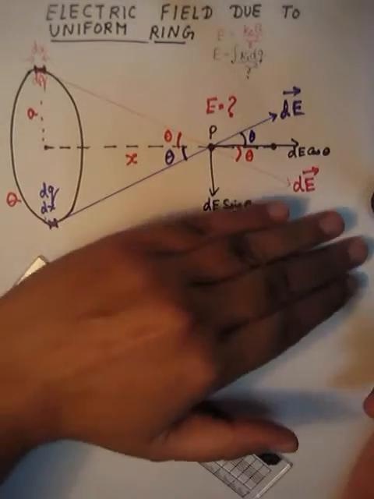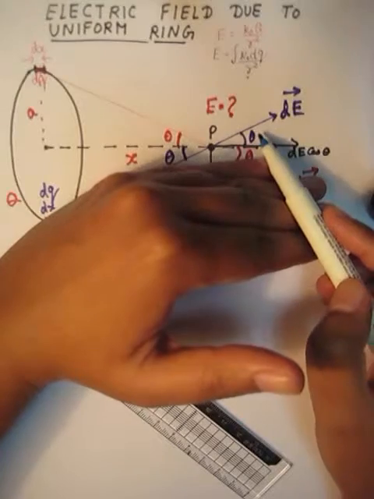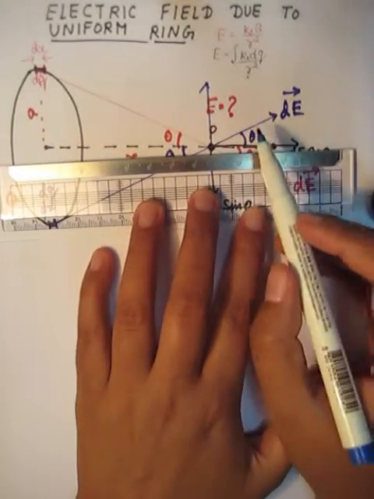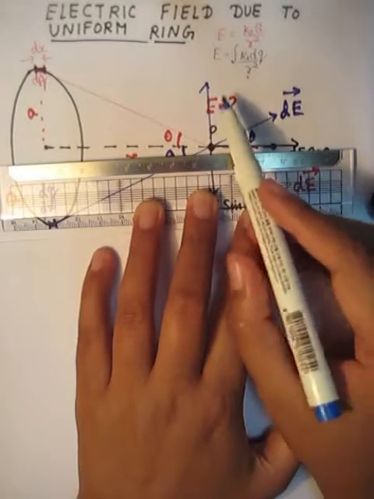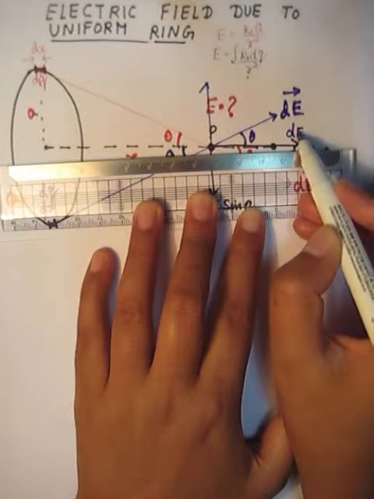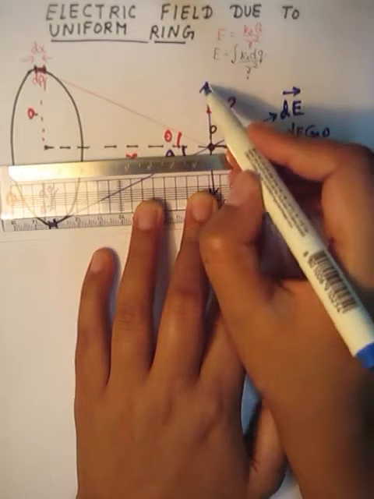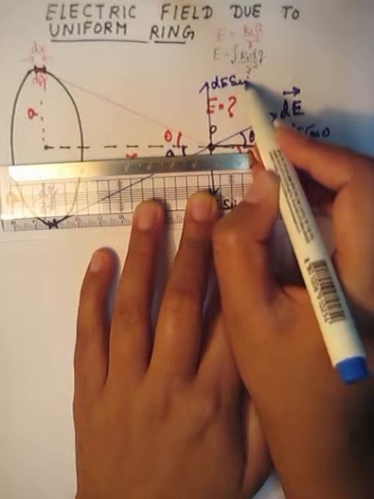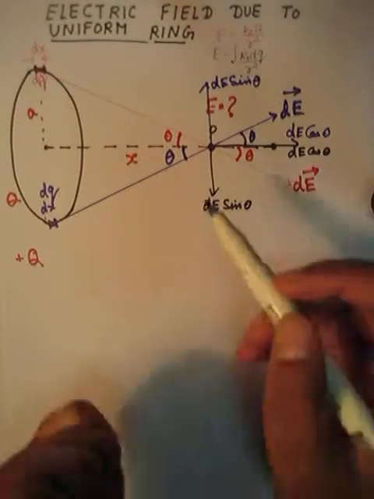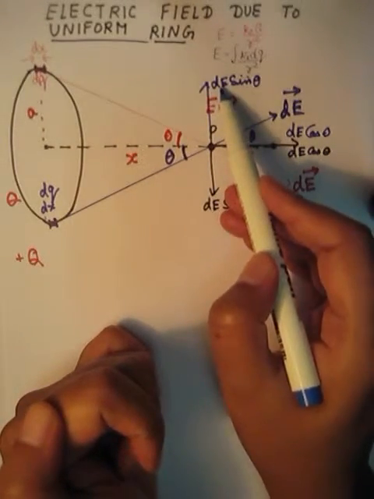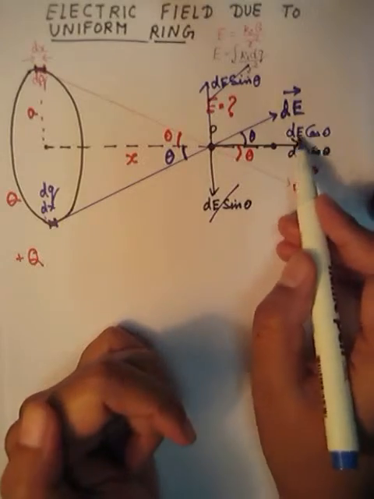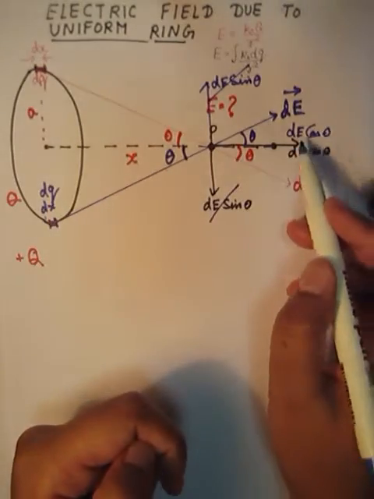Now if we just talk about only this vector, it makes an angle theta with the x-axis and the y-axis. So due to this vector, the component along the x-axis will be dE cosine theta, and along the y-axis it will be dE sine theta. So it means that the vectors along the y-axis, because they are equal in magnitude and opposite in direction, will cancel each other, while these vectors along the x-axis are pointing in the same direction, so they will add to each other.